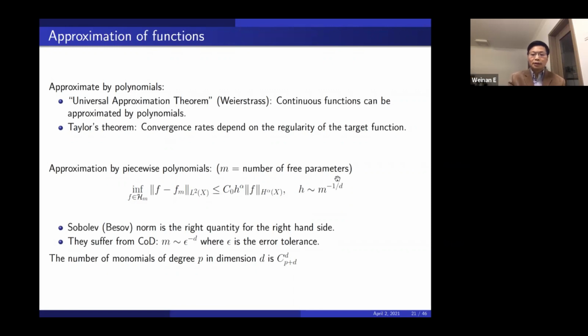So this 1 over D in the exponent says that if you want the error to be less than epsilon, the number of parameters needed roughly scales like epsilon to the minus D, if alpha is equal to 1, for example. So if epsilon is 0.1, this is 10 to the D. And 10 to the D when D is equal to 3000 is a huge number. So this is why classical piecewise polynomials, finite elements, finite difference, wavelets, all that stuff don't work in high dimension.